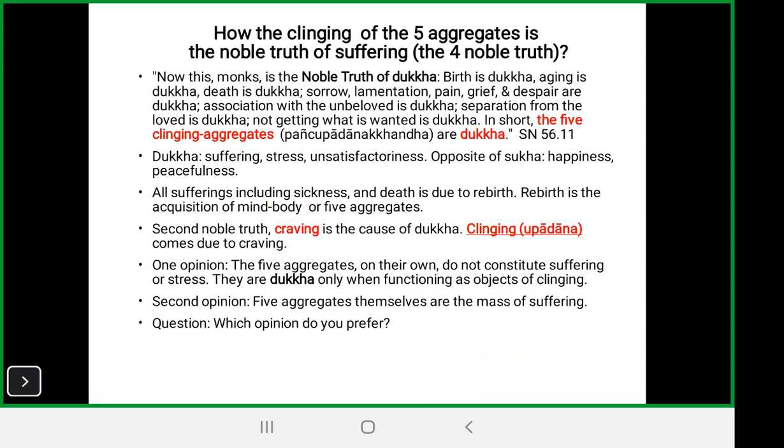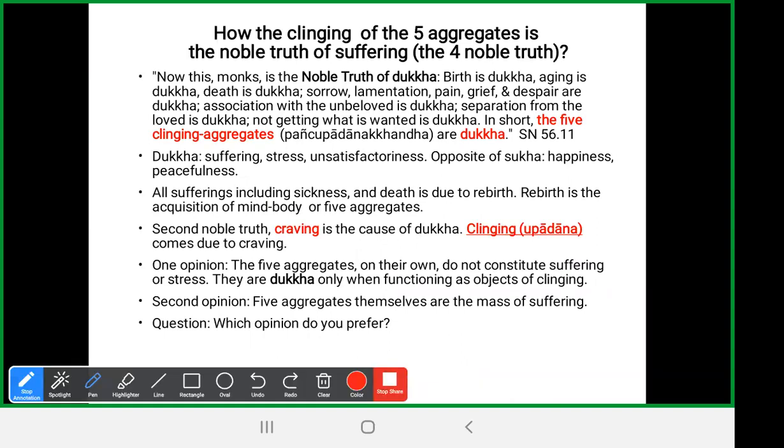So the 5 aggregates of clinging is the first noble truth. And the first noble truth comes because of the second noble truth, which is craving. Craving leads to clinging, and all these are due to rebirth. When we say rebirth, the term means the acquisition of the Nama-rupa or 5 aggregates. So when there's rebirth, there will be a mass of suffering.